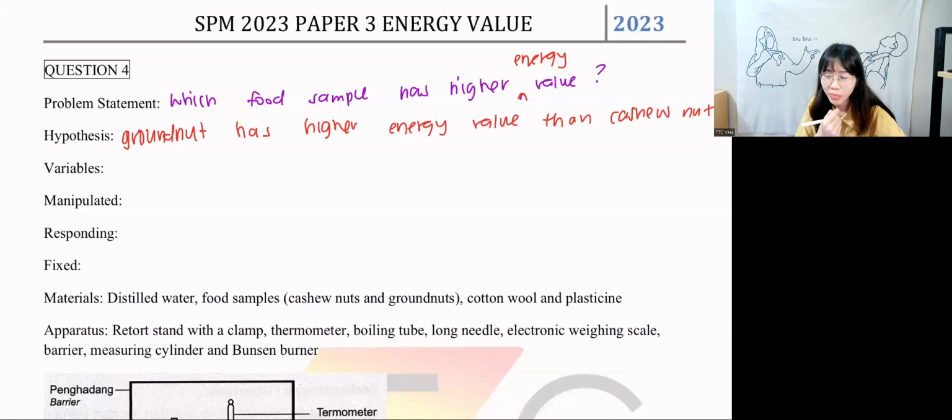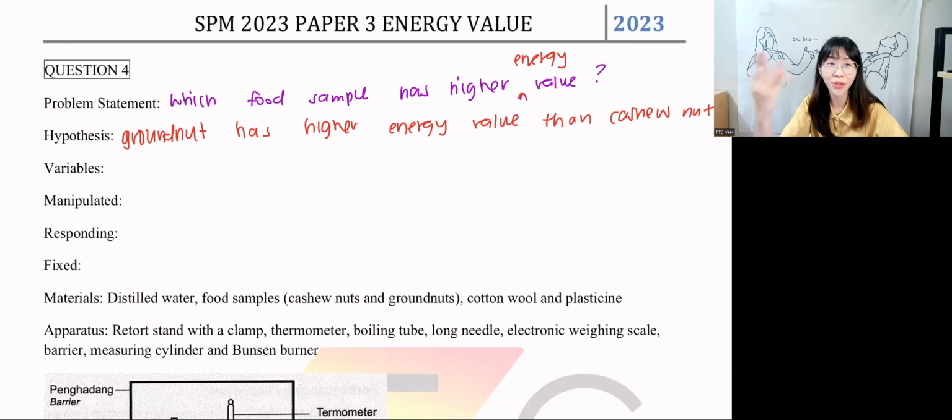Got so many nuts? Maybe they give you one or two. The size of the nut doesn't matter, guys. Okay, variables. We have manipulated, responding, and fixed variables. But if it really cannot be on fire, guys, you ask the teacher again. You tell the teacher it cannot be on fire.